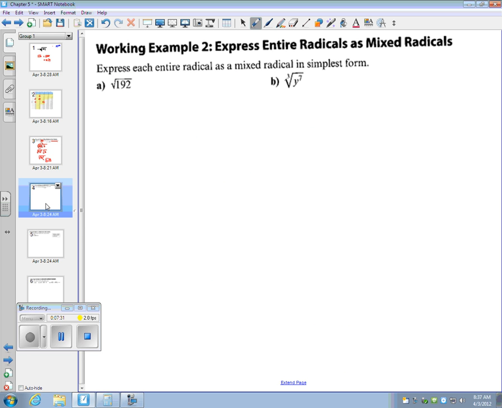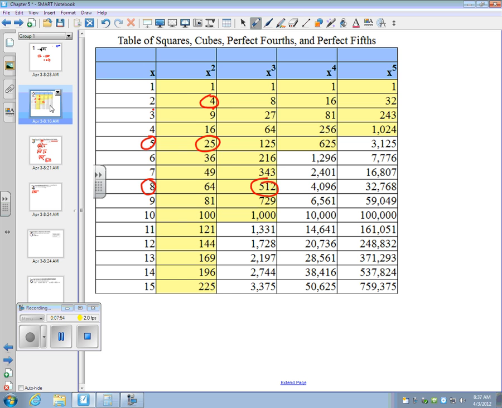So now we're working backwards. We're going to express each entire radical as a mixed radical in simplest form. So now we want to simplify these. This is the square root of 192. What we're going to look for is the biggest perfect square that divides evenly into 192. So we're looking back to this table. What is 192 divisible by?